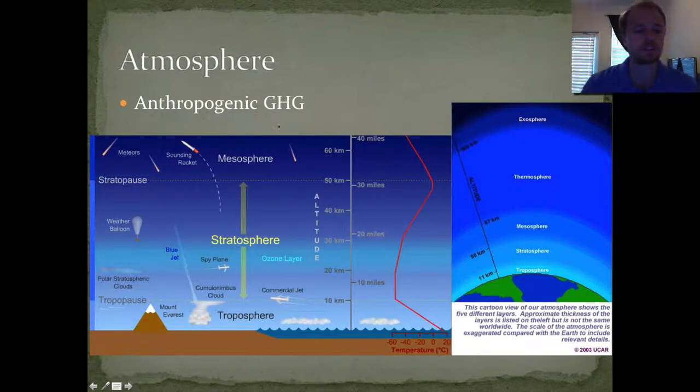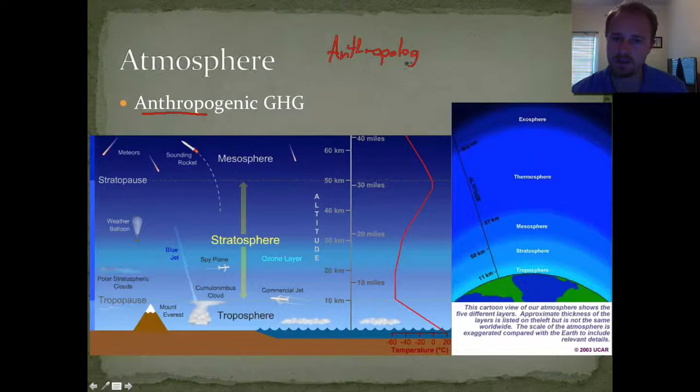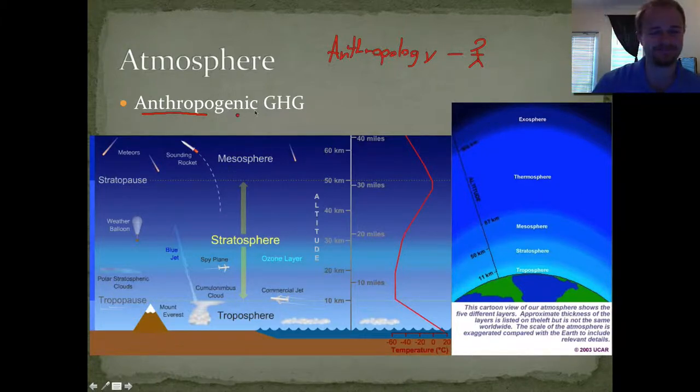There are a few questions looking at the atmosphere. First up, you might have seen this word quite often, anthropogenic. What is anthro? Well, what is anthropology? That's a class that some of you might take in college. Anthropology is the study of humans. So anthropogenic greenhouse gases are ones that are emitted by humans.